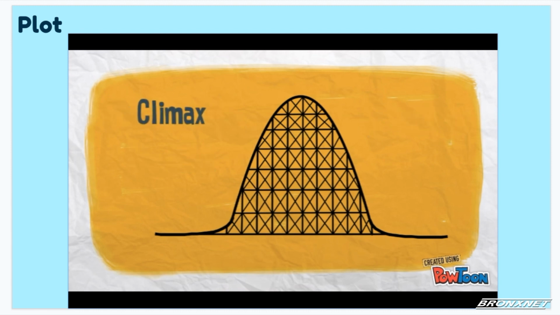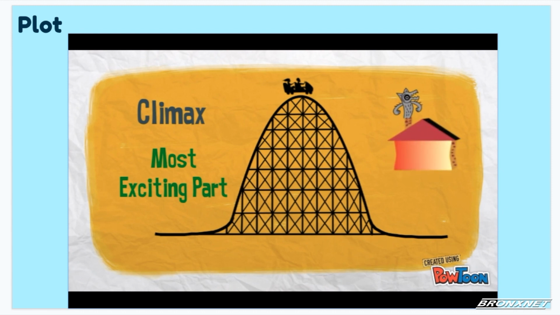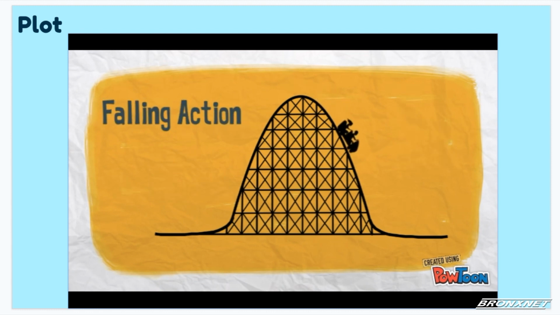The climax is the next part of the plot. It is the most exciting part of the story and the point where there is a change in the direction of the story and its course of events. In The 3 Little Pigs, this would be when the wolf gets frustrated and tries to enter the brick house through the chimney. The next part is the falling action.